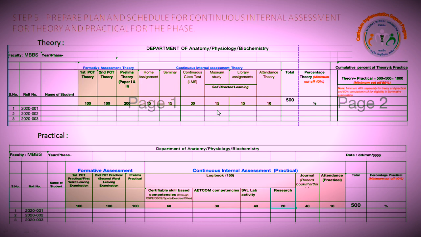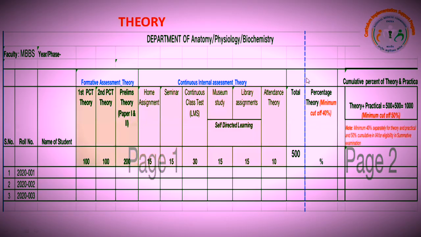If we take that, they have mentioned year-wise the Departments of Anatomy, Physiology, and Biochemistry. They have taken some subjects phase-wise, especially the first year one. They have divided it into formative assessment and continuous internal assessment, and they have given total marks of around 500. If we move towards the theory, formative assessment is per se as it was earlier: first part completion test theory for 100 marks, second part completion test for 100 marks again, and send-up or prelim theory for 200 marks. So this totals up to 400.